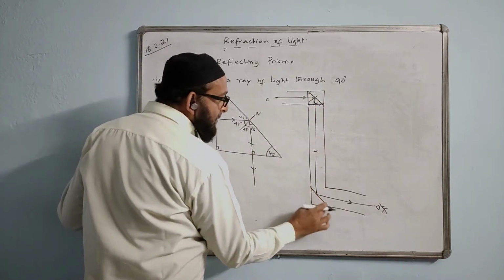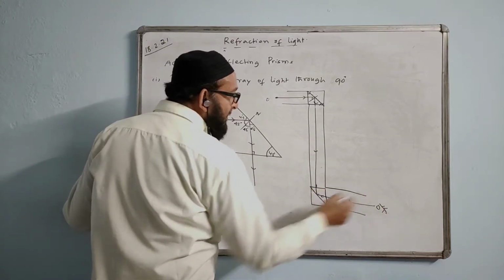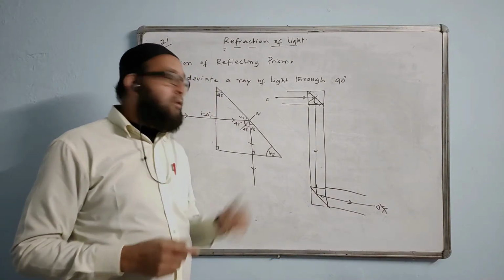Here we use another prism. Two prisms we will use like this. Another prism we use. This will again be reflecting like this. So we have two options. We can use two mirrors, or we can use two such prisms.